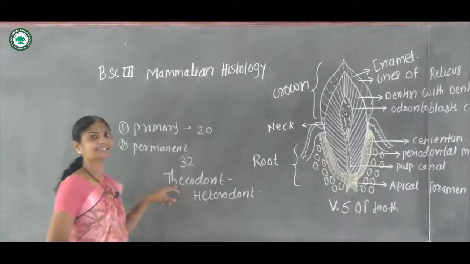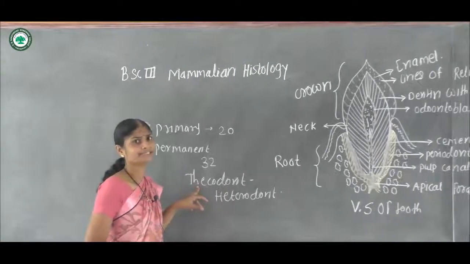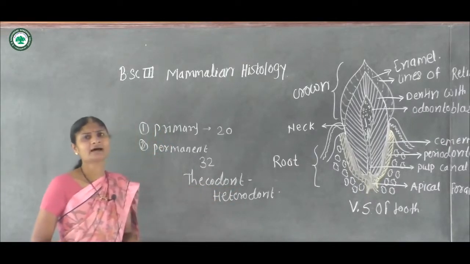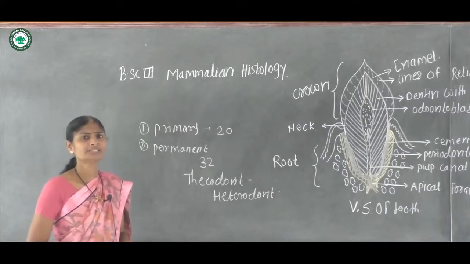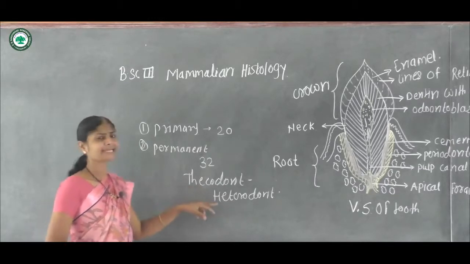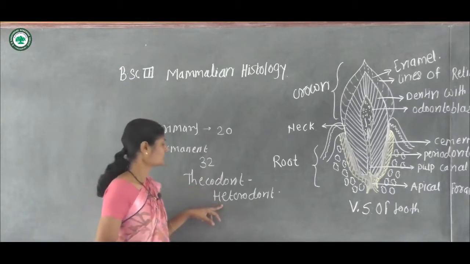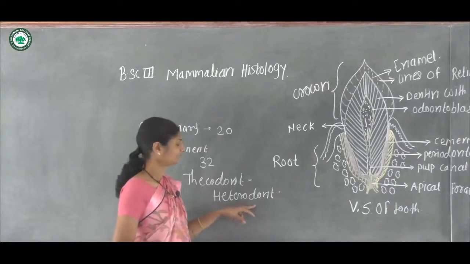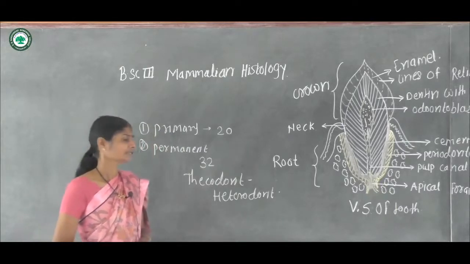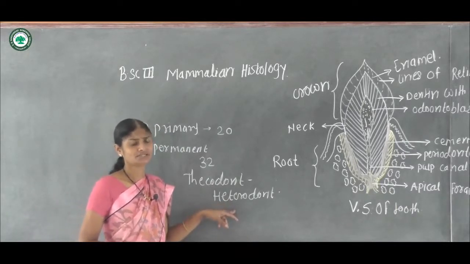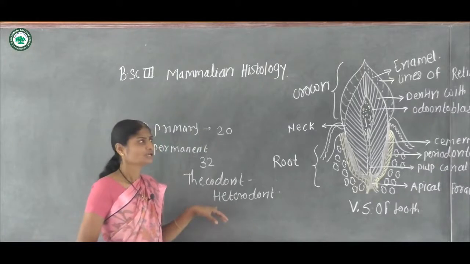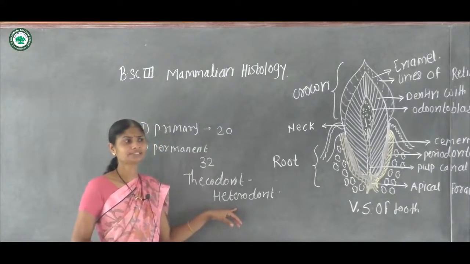Next, these mammalian teeth are also called thecodont teeth. These teeth are fixed in bony sockets, so they are called thecodont. These mammalian teeth are also heterodont, having different types such as incisors, canines, premolars and molar teeth. So they are called heterodont teeth.